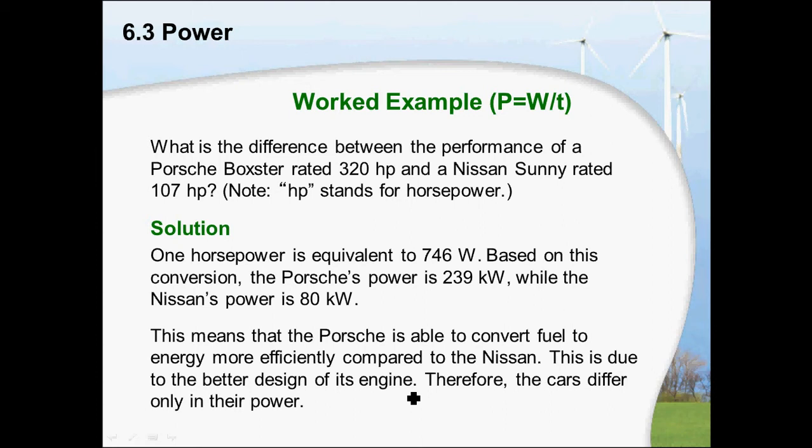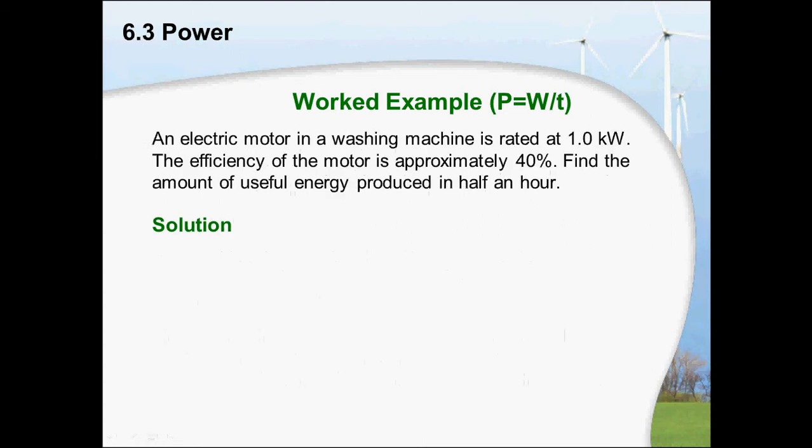All right. So let's move on. The next question is a question that adds efficiency. Now, what happens if the efficiency is not 100%? In this case, an electric motor in a washing machine is rated at 1 kilowatt, and the efficiency of the motor is only 40%. So find the amount of useful energy that is produced in half an hour.